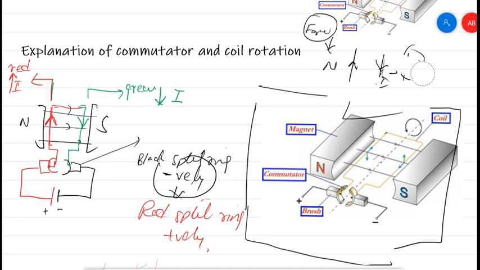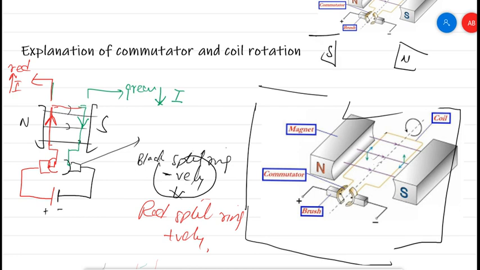The same thing happens the other way round. If here we have south and here we have north, and all other things are the same, the polarity is the same, then what will happen? Now it will be opposite. If the current I is upward, the force will also be upward. If the current is downward, the force on the coil will also be downward, meaning the same.